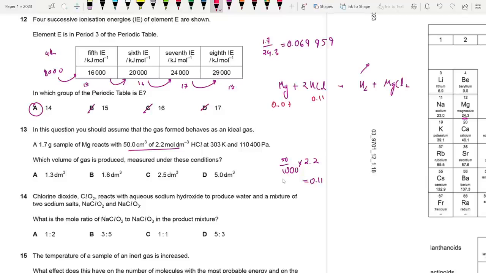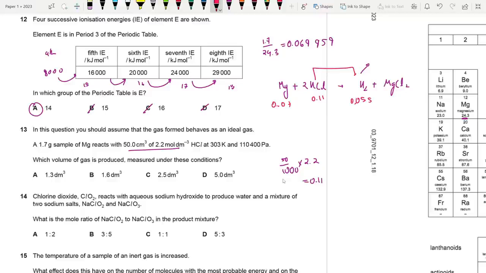So according to the molar ratio, we should be having 0.07 times 2, 0.14 moles of HCl, but we don't. That means HCl is in fact the limiting reagent, because I actually needed 0.14 moles of HCl, but I have 0.11 moles of HCl. So magnesium is in excess and HCl is the limiting reagent, so we need to work with the limiting reagent, not the one in excess. According to HCl, how many moles of H2 will be produced? 0.11 divided by 2, which is 0.055.